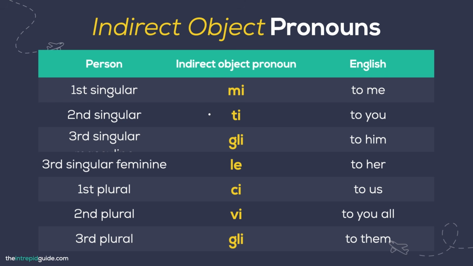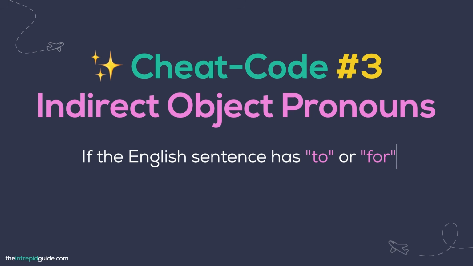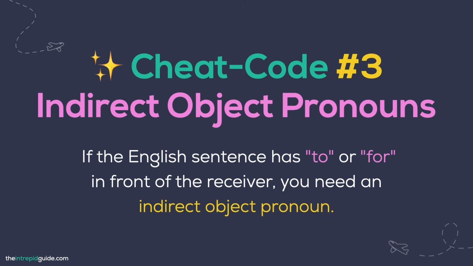Mi, ti, gli, le, ci, vi, gli. So cheat code number 3 is, if the English sentence has or could have to or for in front of the receiver, you need an indirect object pronoun.